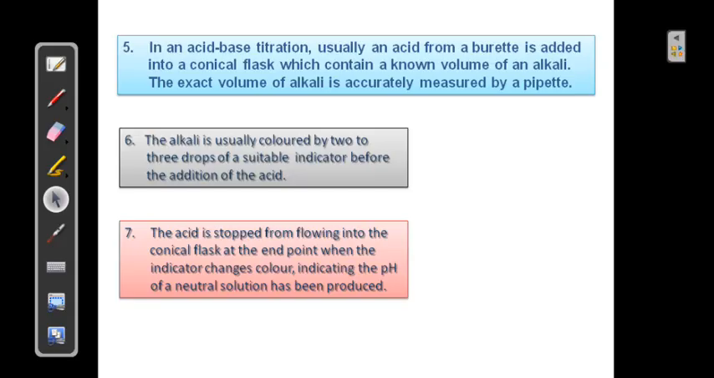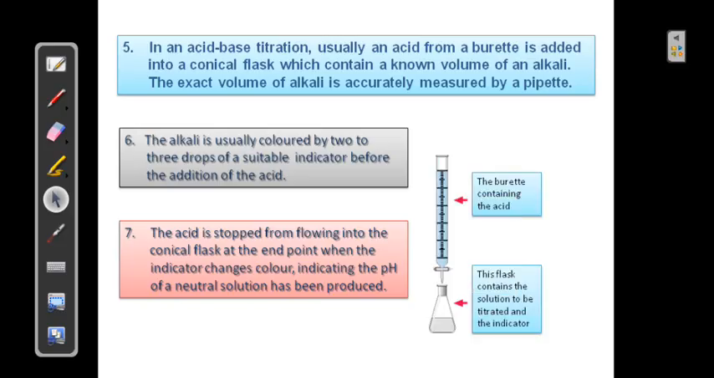At the end point, the indicator changes color, indicating a neutral solution has been produced. So this is the apparatus you will use: a burette, which contains the acid, and then the conical flask that contains the alkali. Both of these have fixed volumes. From these fixed volumes, you will determine how much acid is required to neutralize that much alkali, and vice versa.